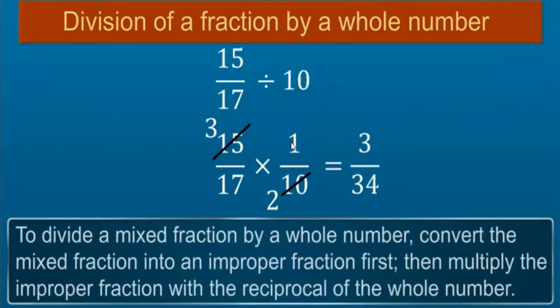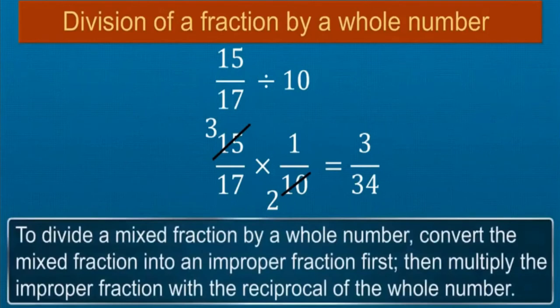15/17 into 1/10. Now again we can see that the numerator and denominator, 10 and 15, are both divisible by 5. So 10 divided by 5 gives us 2, and 15 divided by 5 gives us 3. So our final answer will be 3 into 1 in the numerator, that is 3, and in the denominator 17 into 2, that is 34. Okay, so this is how the division of a fraction by a whole number is done.